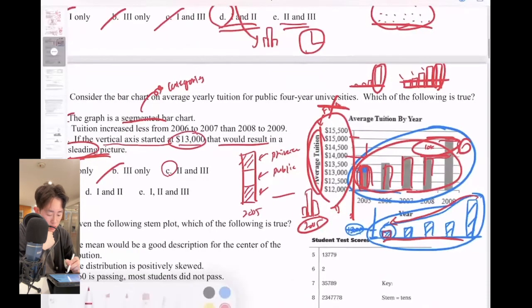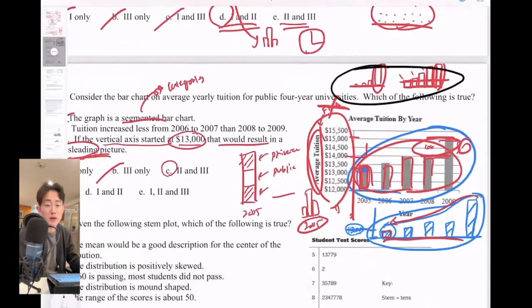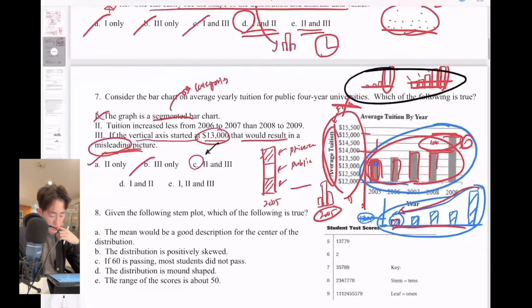Like the example that I showed you up here. I think this is honestly the best way I can explain it to you at this moment. So C will be the correct answer for number 7. And let's move on to the next one.